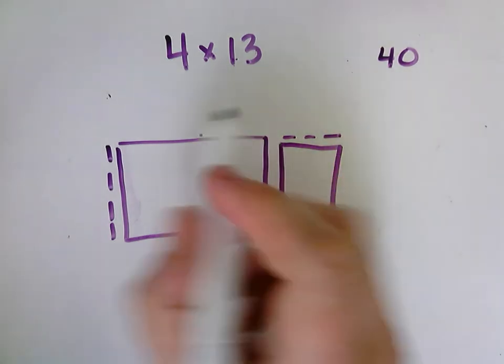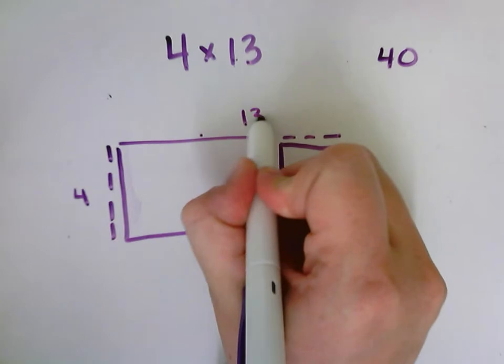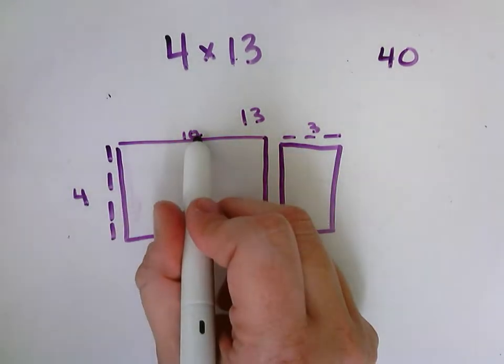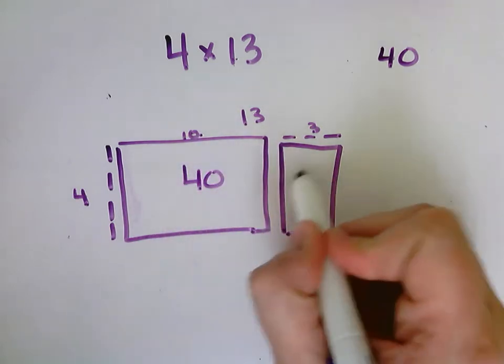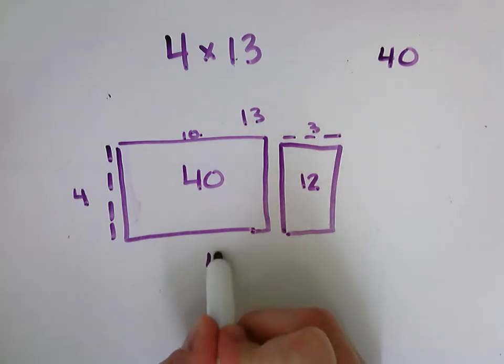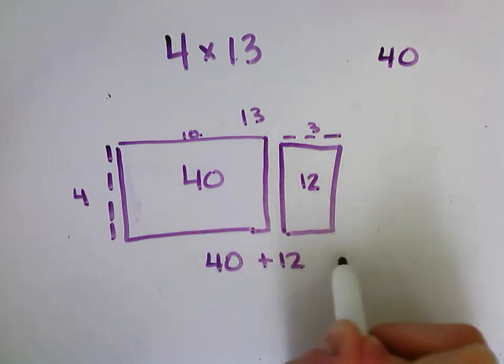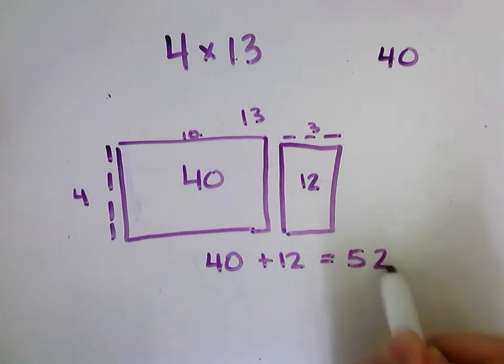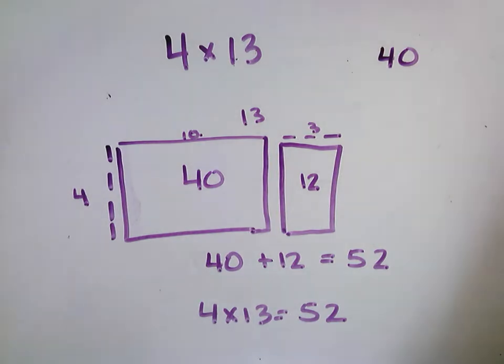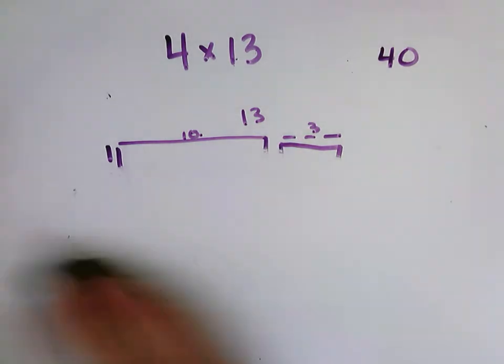Okay, so I know I have my 4 over here. I have my 13 up here. Remember, I broke it into 10 and 3. So now I can think, well, 4 groups of 10 is 40. 4 groups of 3 is 12. And if I were to add these two together, 40 plus 12, my answer would be 52. So 4 times 13 equals 52. So it's a much quicker sketch. Let's try another problem. And I was definitely close to my estimate of 40, so that's good.